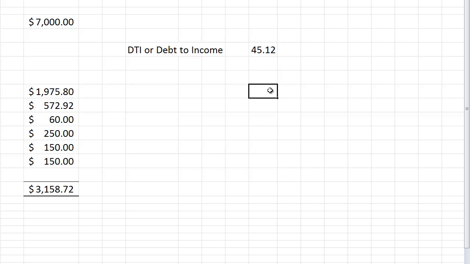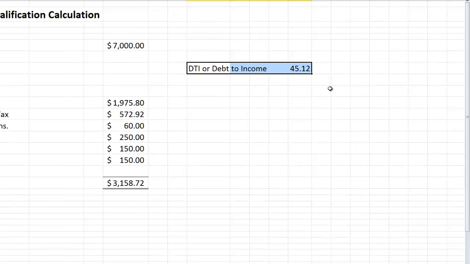Now, many of the traditional banks will only go up to around 43 to 44%, but you can find lenders that will actually go all the way up to a 55% debt to income ratio. Okay, so I just wanted to show you how to calculate this DTI, which would enable you to be able to get a mortgage.